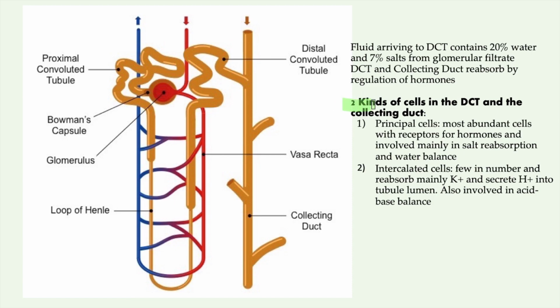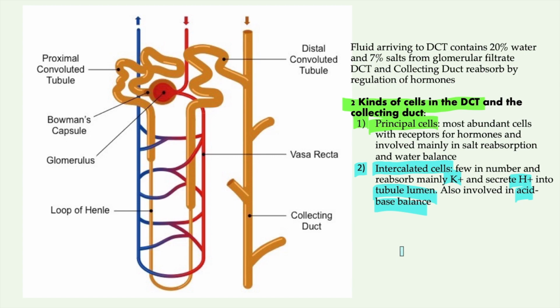Now let's talk about the two kinds of cells in the distal convoluted tubule and the collecting duct. The first is principal cells, which are the most abundant cells, with receptors for hormones, and are involved mainly in salt reabsorption and water balance. The second is intercalated cells. They are few in number, but they reabsorb mainly potassium and secrete hydrogen ions into the tubule lumen. They are also involved in acid-base balance, as we will talk about in the water, electrolyte, and acid-base balance unit.